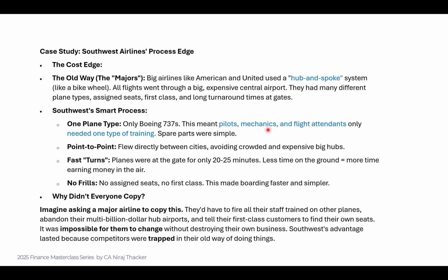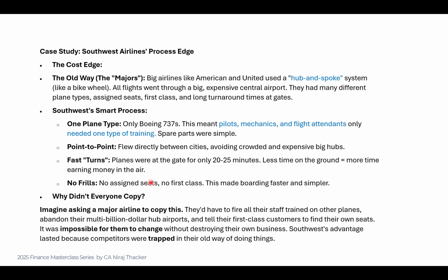So their pilots, mechanics, and flight attendants only need to do training on one kind of aircraft. They only keep spare parts for that particular airplane. They do point-to-point flow. They fly between cities and avoid crowded and expensive big hubs. So they don't go international. Fast turns: planes were at the gate for only 20 to 25 minutes. So less turnaround time, and more time in the air.